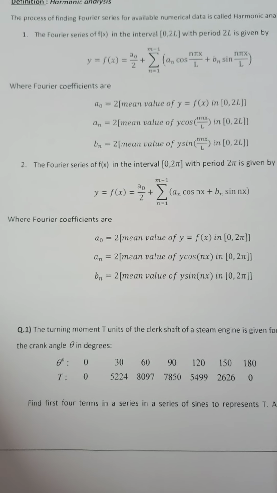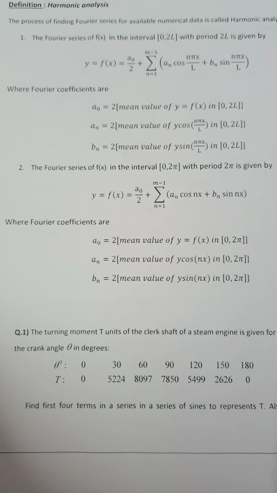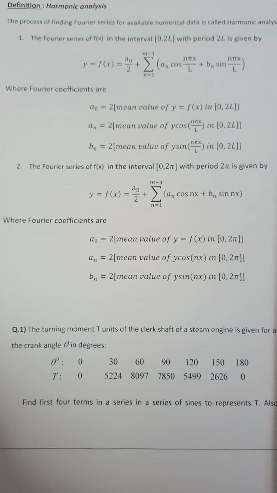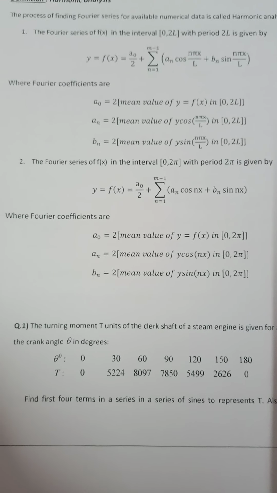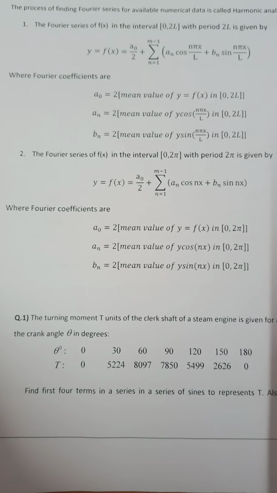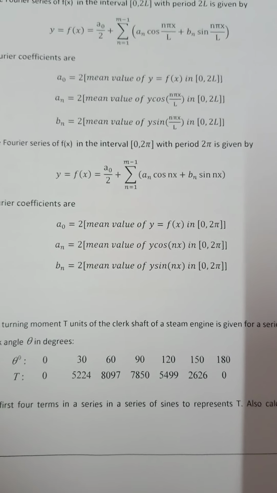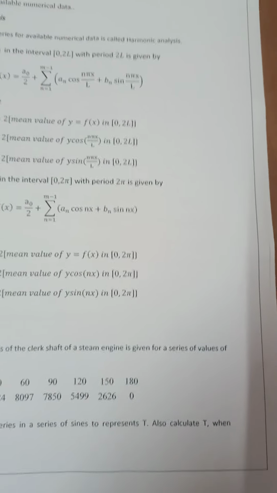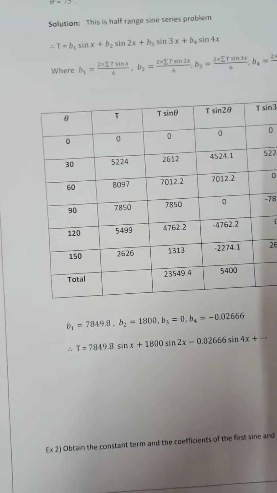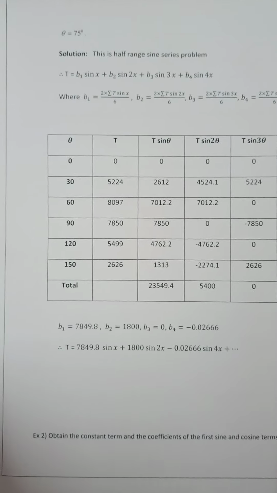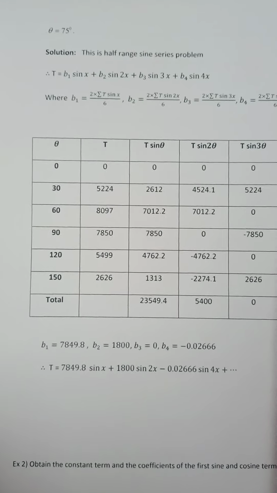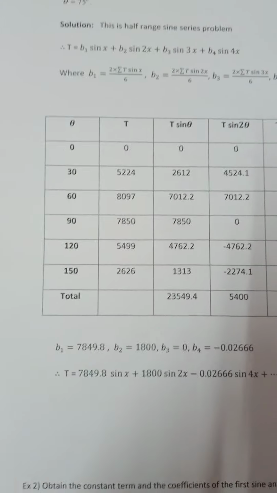Now come to the example. The turning moment T units of the crank shaft of a steam engine is given for the crank angle theta in degrees. Theta is given and T is given, and we have to find the first 4 terms in the series of sines to represent T. Also calculate T when theta is equal to 75 degrees. This is a half range sine series example.